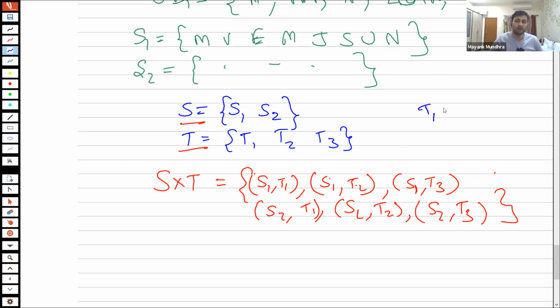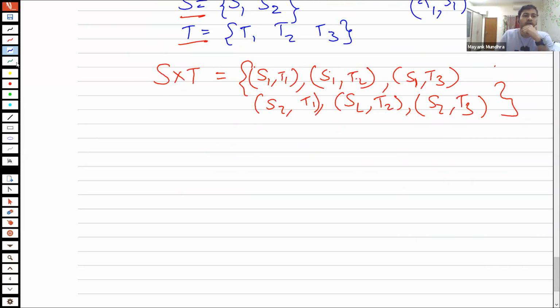Now, T1, comma S1 is not a member. T1, comma S1 does not belong to the Cartesian product S cross T, because the first element should come from the set of shirts. Here, you cannot wear trouser on top and shirt on bottom. So T1, comma S1 is not an element. Okay, first element shirt, second element trouser. All right. So all such elements are going to be your Cartesian product.